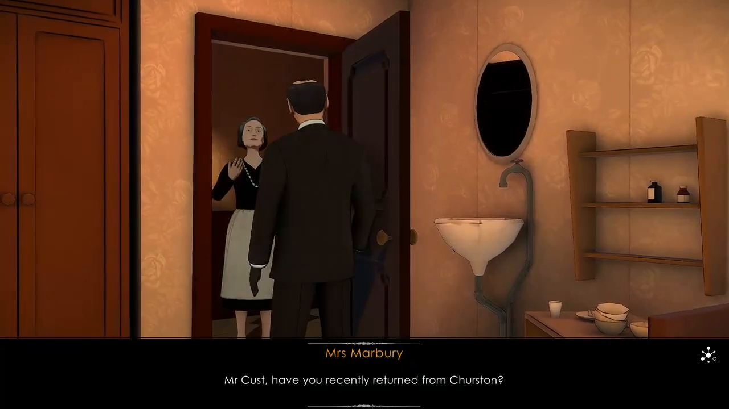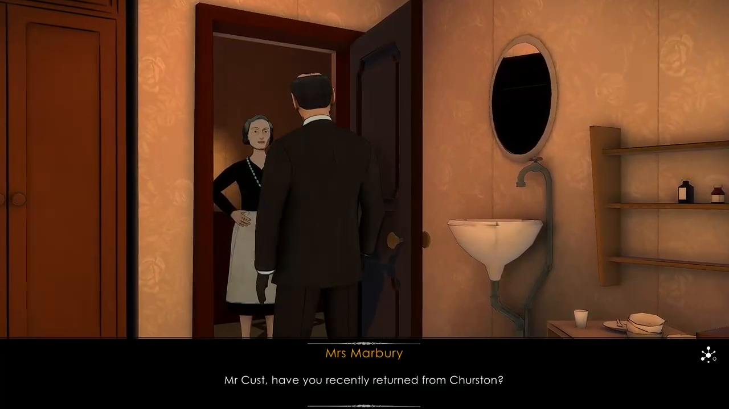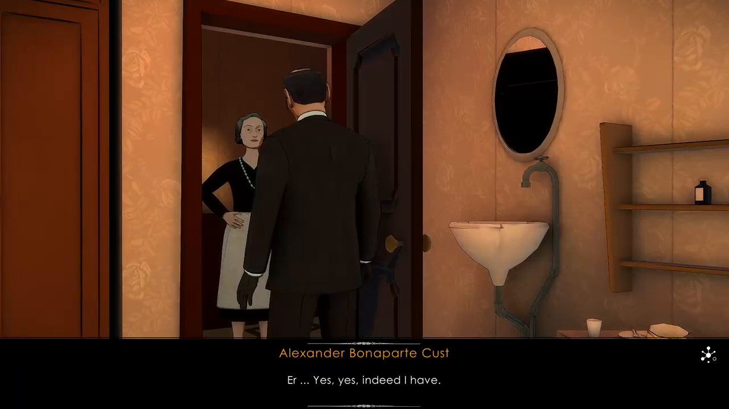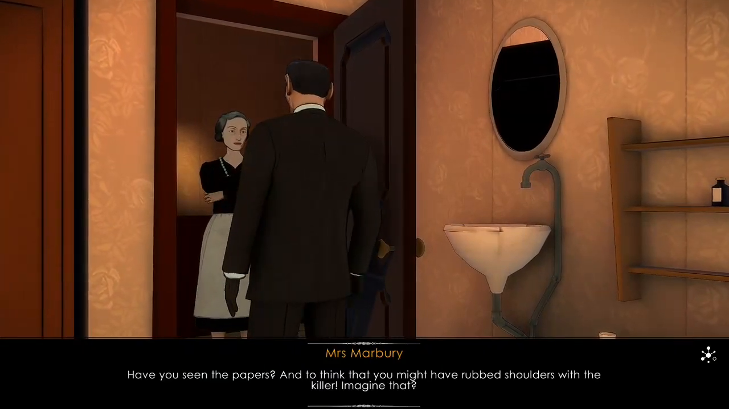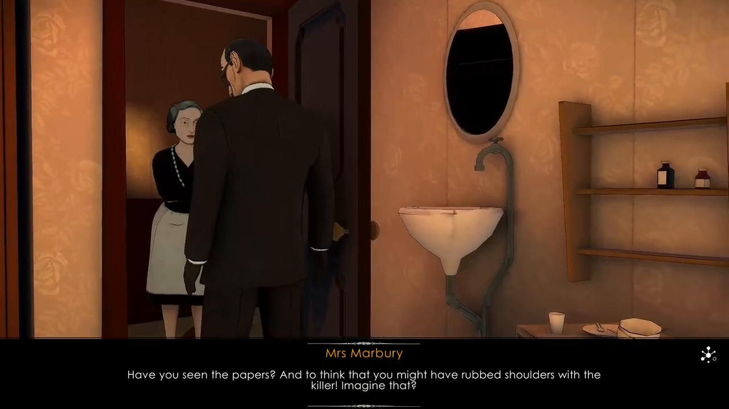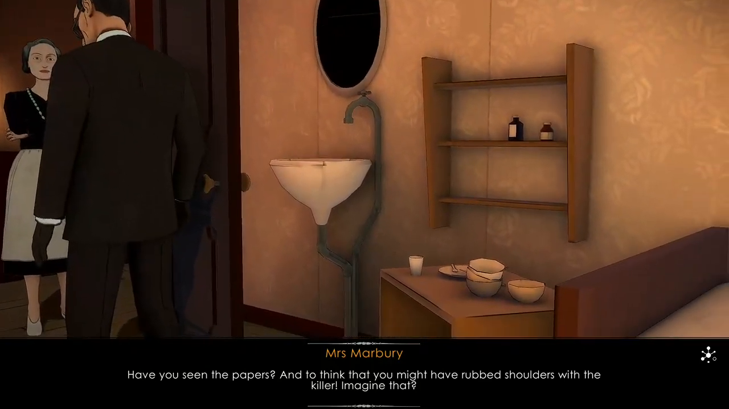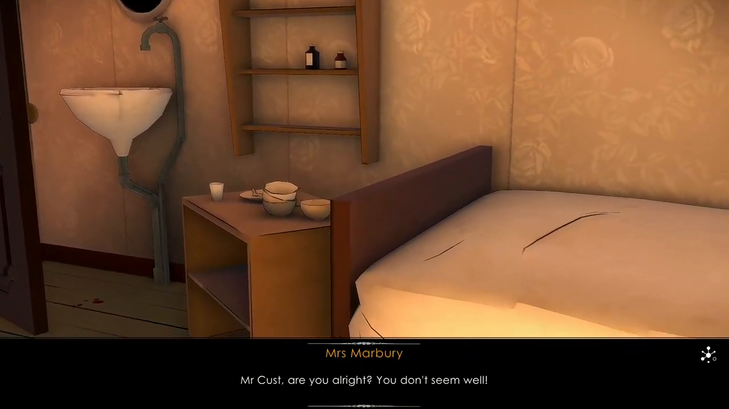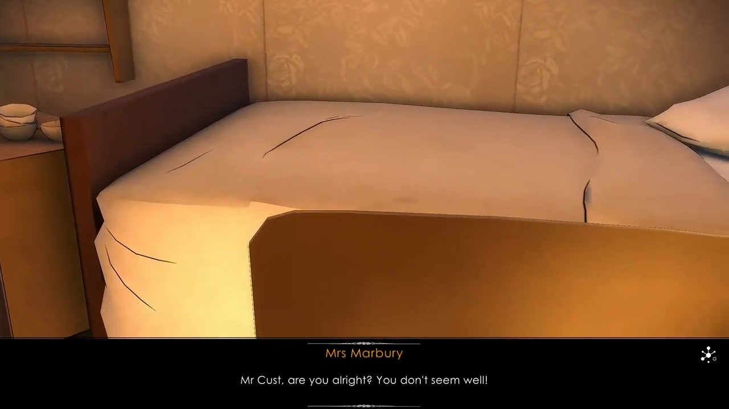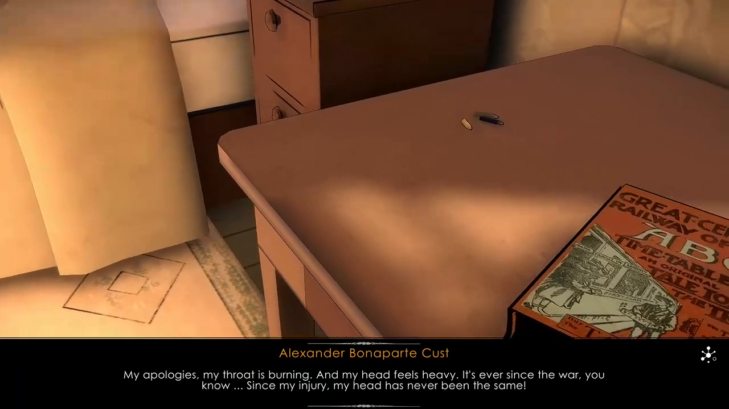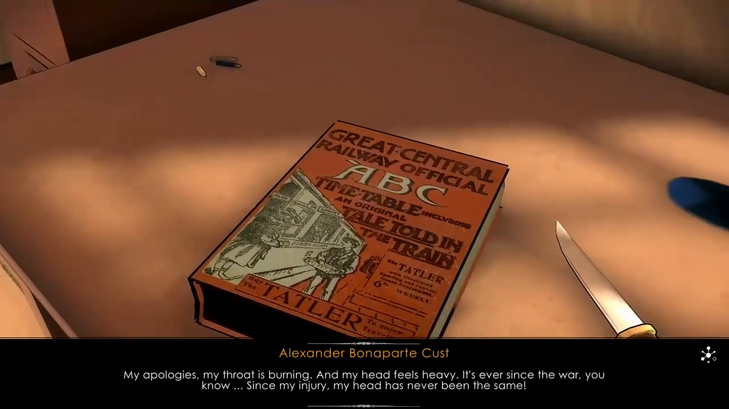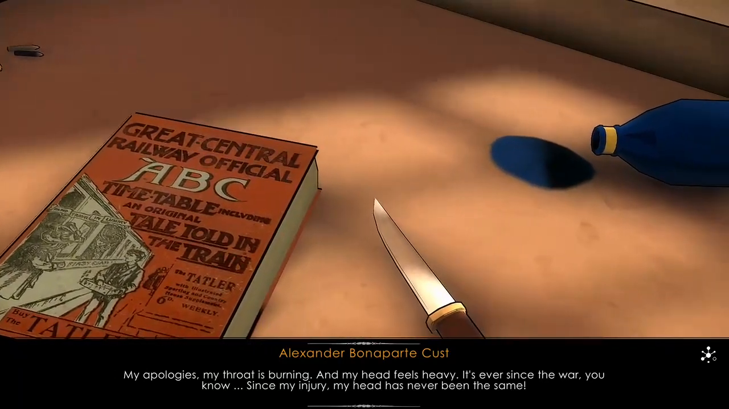Mr. Kirst, have you recently returned from Churston? Yes. Indeed I have. Have you seen the papers? And to think that you might have rubbed shoulders with the killer. Imagine that. Mr. Kirst, are you all right? You don't seem well. My apologies. My throat is burning and my head feels heavy. It's ever since the war, you know. Since my injury, my head has never been the same.